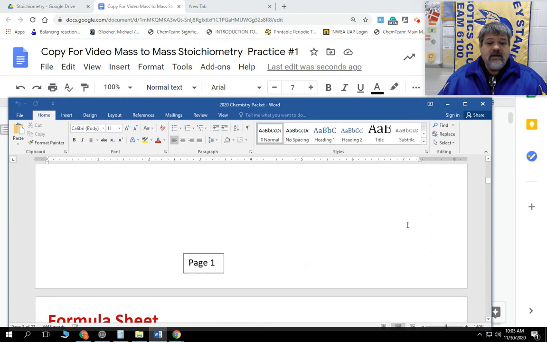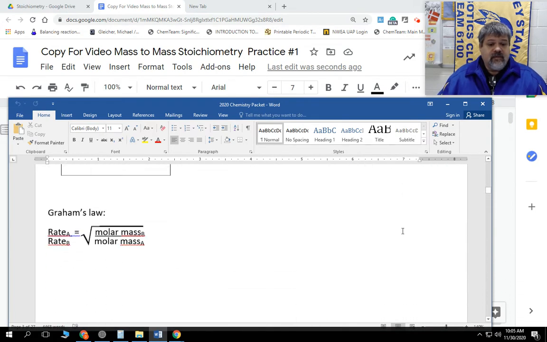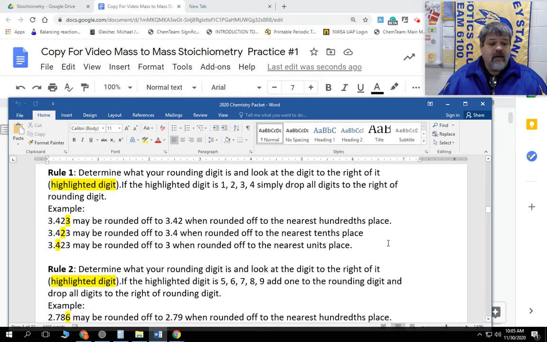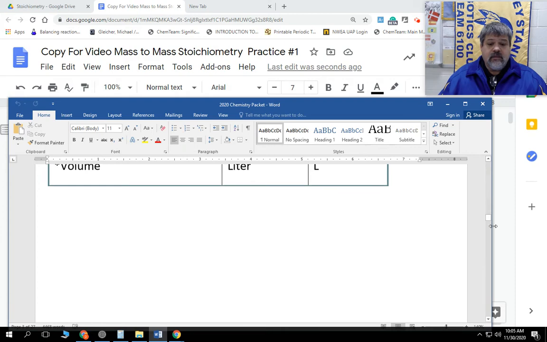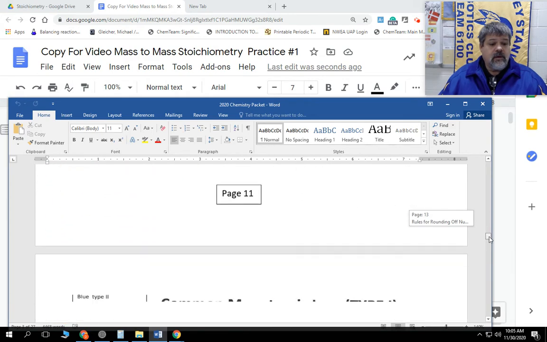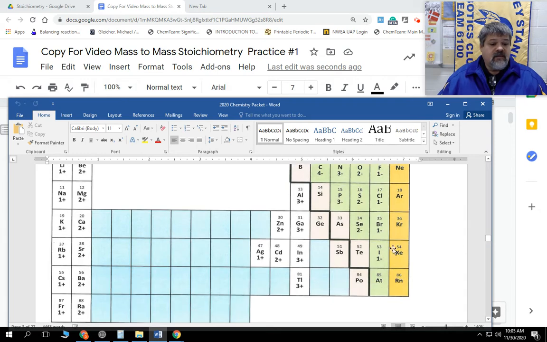So let's scroll down to page 13, where we have our monoatomic ion sheets. We'll go down to 13. We're getting closer. There we go. And here it is. Zinc is a +2, like I said, and chlorine is a -1.